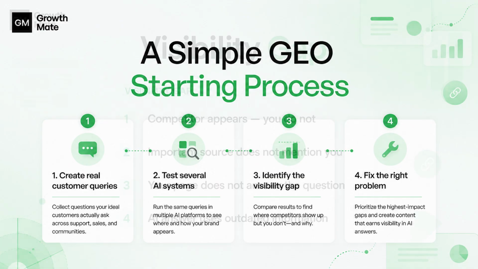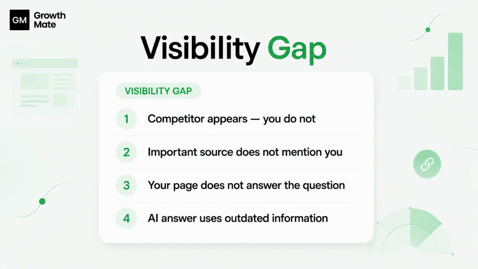A competitor may appear more frequently than your company. An AI system may cite an article that omits your brand. Your website may not answer an important customer question. The answer may also depend on outdated or incorrect information.